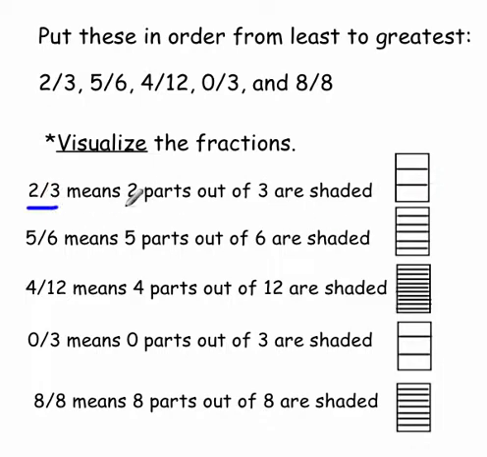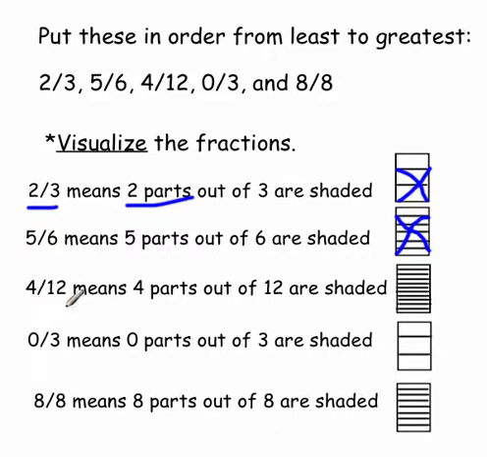2/3 means 2 parts out of 3 are shaded. So this card right here is divided into 3 sections. I'm visualizing 2 of the sections as filled in. 5/6 means 5 parts out of 6 are shaded. 5 out of 6 is almost the entire card. That's a big amount that is shaded. It would be about that much, 5 out of 6 sections.